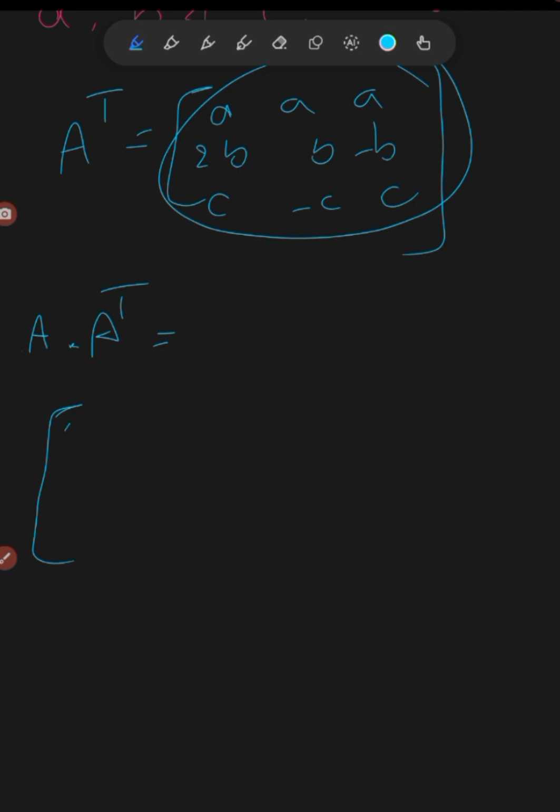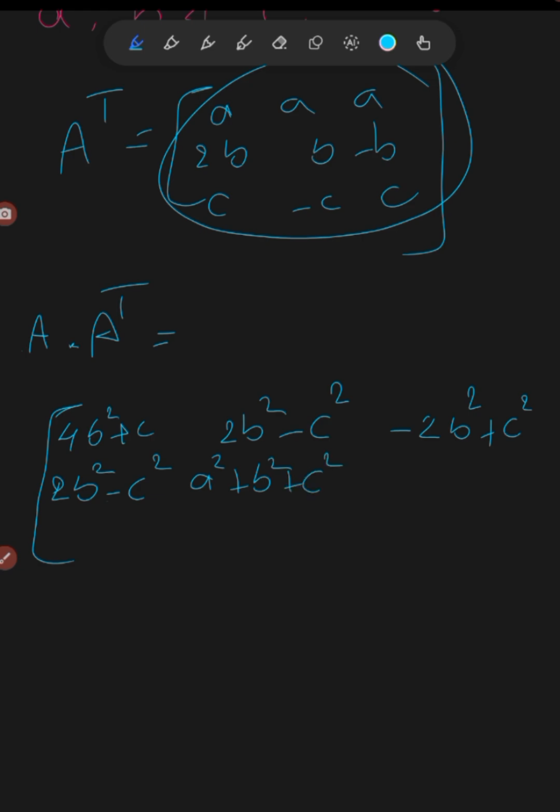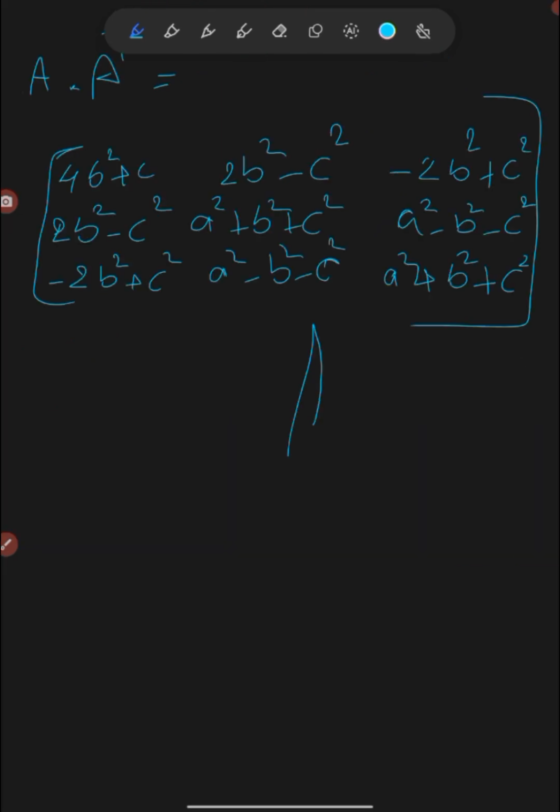Multiplying both, you will get 4b square plus c square, 2b square minus c square, minus 2b square plus c square. Again, next row, 2b square minus c square, a square plus b square plus c square, a square minus b square minus c square. Again, the next row is minus 2b square plus c square, a square minus b square minus c square, and a square plus b square plus c square. Hence, the given matrix is orthogonal.